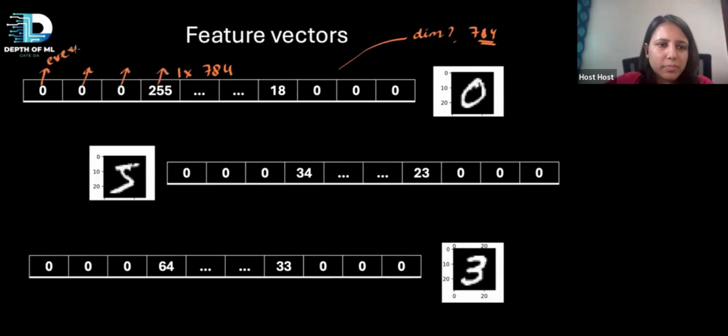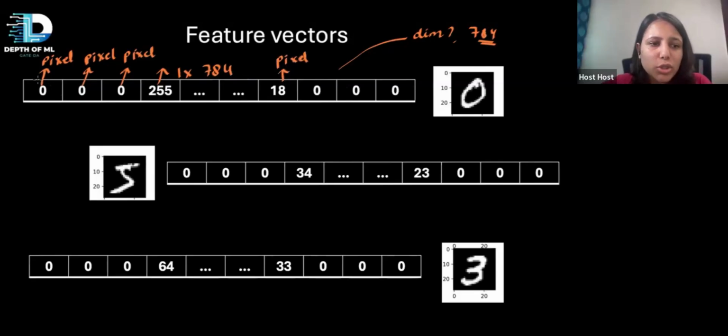Every pixel. So these are pixel values. This is a pixel, this is a pixel. An image has pixels, if you don't know already. So these are pixels, and every pixel here is a feature. Why am I saying that?